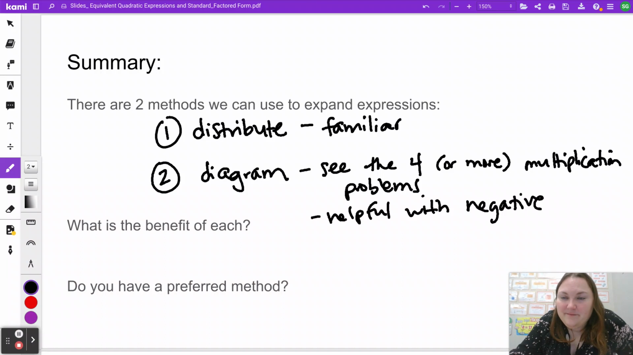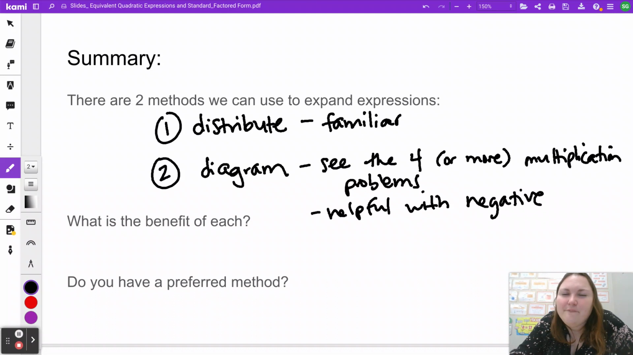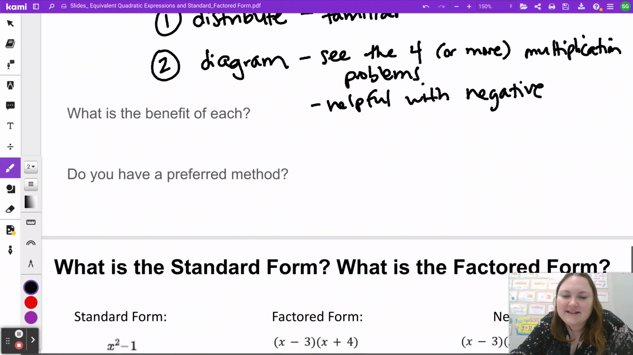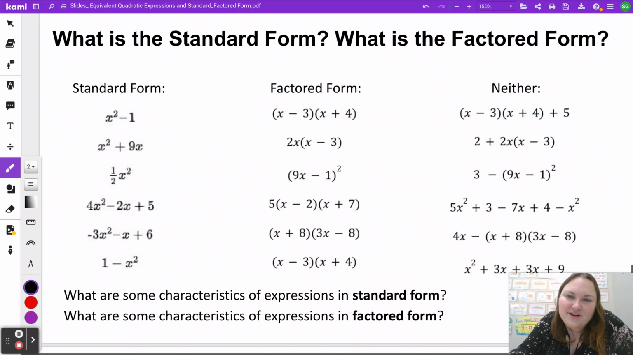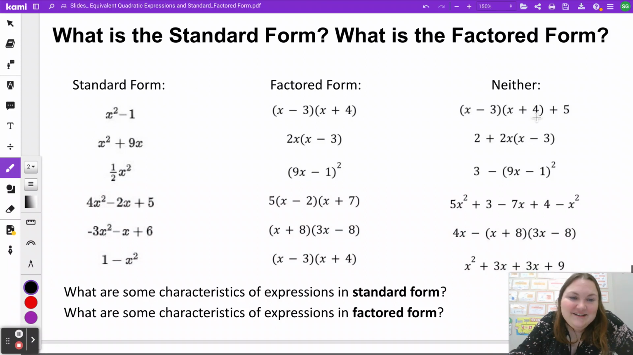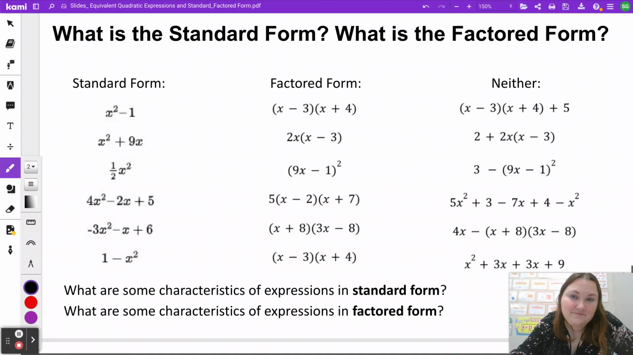Related to all of the work we've been doing here with equivalent quadratic expressions, we said there are two forms you can see quadratics in. And those two forms are called standard form and factored form. Below, I have a bunch of examples. These are all examples of what standard form looks like. These are all examples of what factored form looks like. And these here are all examples of quadratics, but looking at these here, these quadratics are not in standard form and they are also not in factored form.